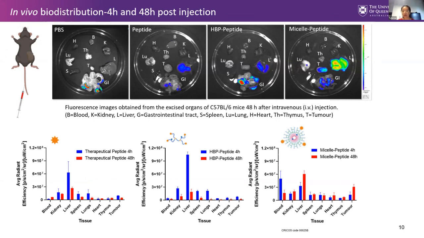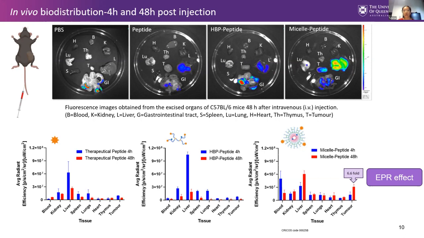But if you look at the micelle peptide conjugates, they actually circulate for a much longer time in the bloodstream, and at the 48 hour time point, the concentration of the particle in the tumor is 6-fold higher than the free peptide. And we were very excited about this result. And this is even a non-targeted formulation yet. The accumulation at the tumor site is only based on the EPR effect, the enhanced permeability and retention effect.